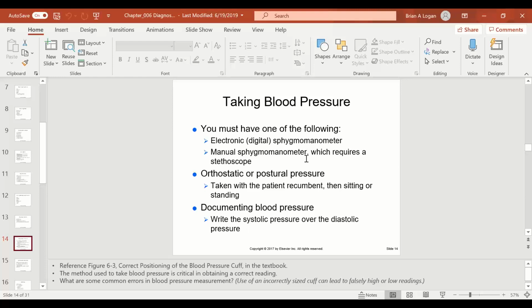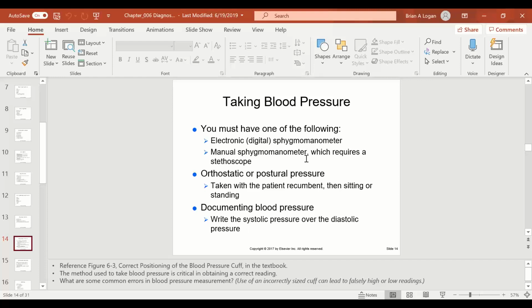Taking blood pressures, we did this in the lab, right? We did it with the manual sphygmomanometer, orthostatic or postural blood pressure taking. You're going to take 3 separate blood pressures, sometimes just 2, but most of the time it's 3. The patient will be laying down. You take a blood pressure, and then you have them sit up on the edge of the bed and let them rest there for about a minute, and then take another blood pressure, and then you stand them up and let them kind of settle in for a minute, and then take another blood pressure.